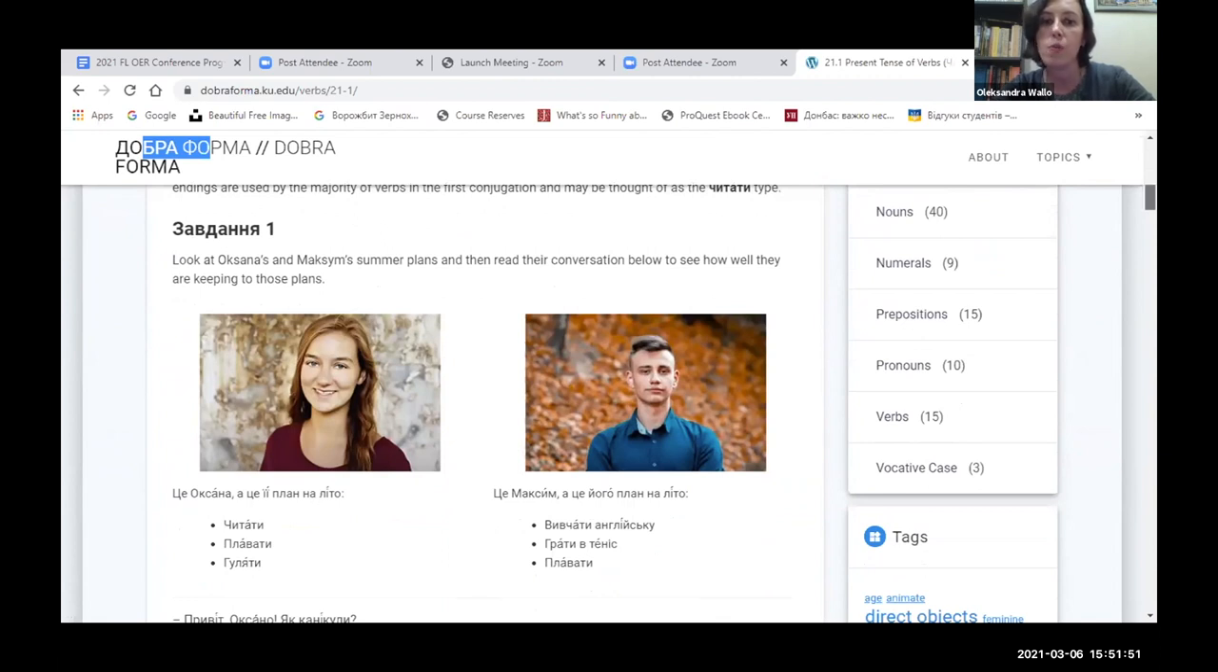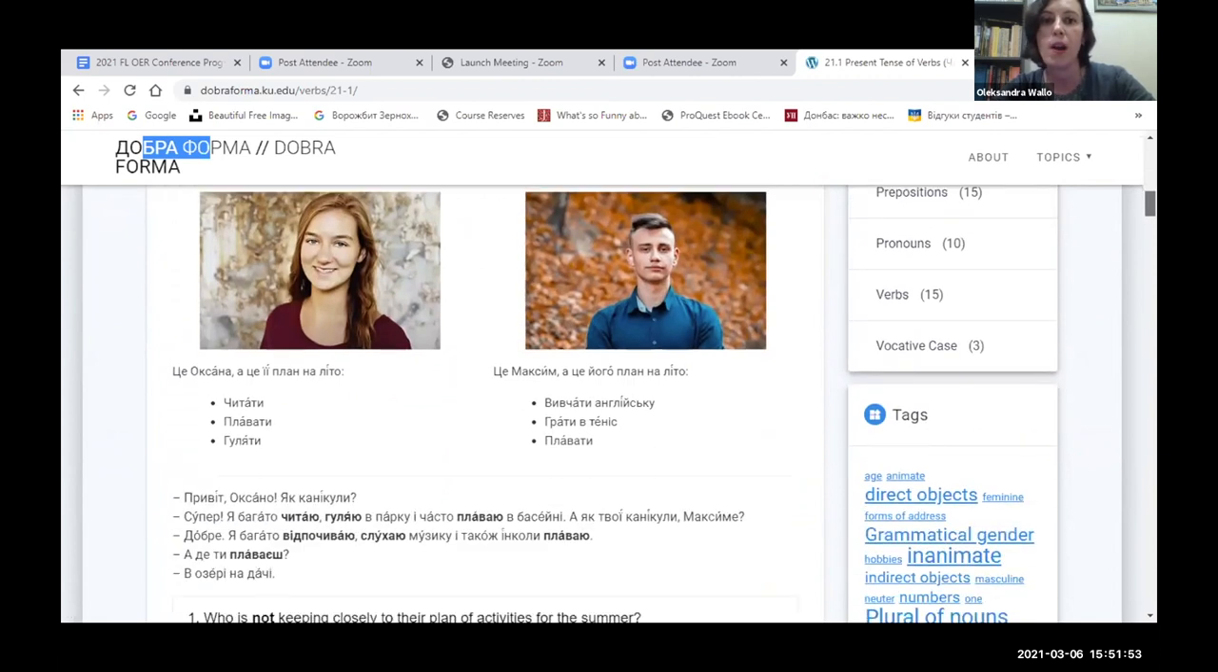So the modules consist of contextualized input and output activities. They're structured in such a way as to encourage students to process everything for meaning as well as for form. So we encourage them to map form to meaning. We introduce things very gradually. So I'll give you an example here.